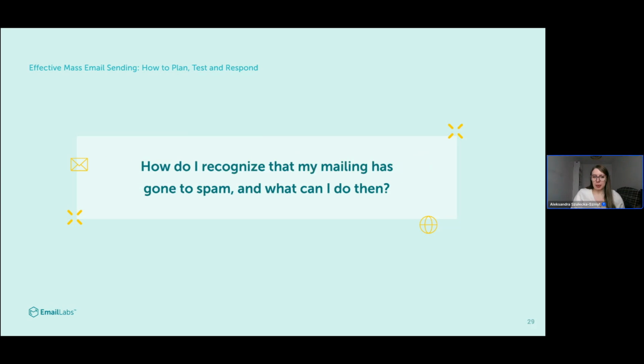How do I recognize that my mailing has gone to spam, and what can I do then? The easiest way to recognize that your emails are categorized as spam is a sudden drop in open rate. We know that open rate can be falsified, but then the number is going to be much bigger. If it's suddenly very small, it may indicate that the emails are classified as spam.